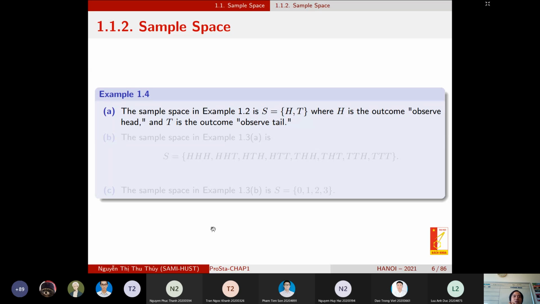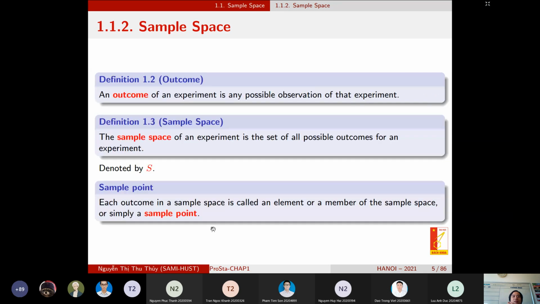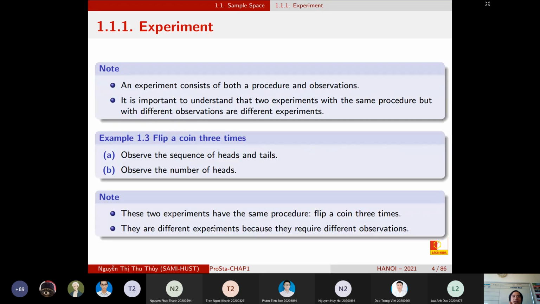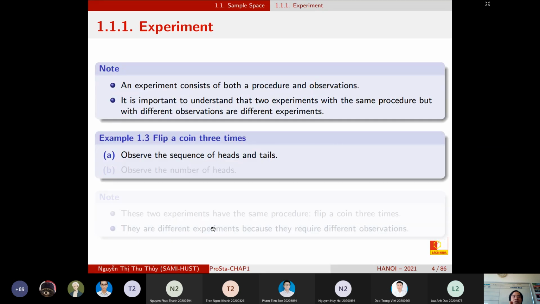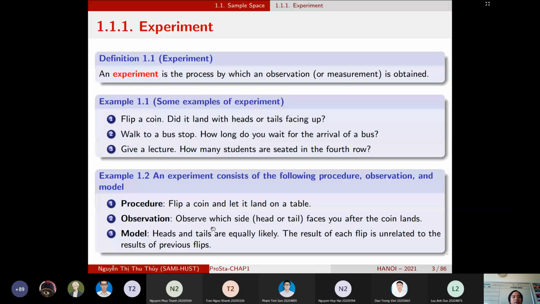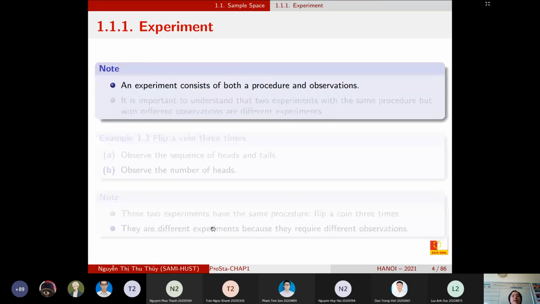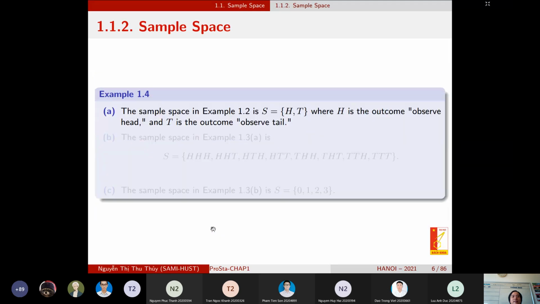Let's consider an example, example 1.2. What is example 1.2? We flip a coin and let it land on a table. So the sample space, now we can denote it by S equals the two possible outcomes, that is, H is head and T is tail.